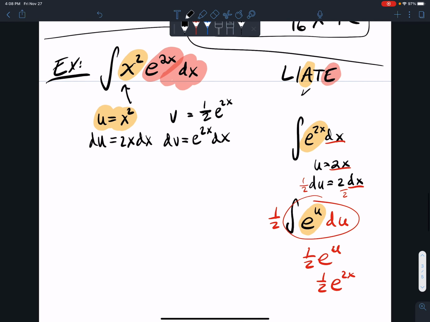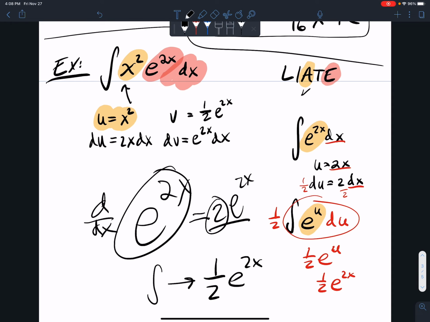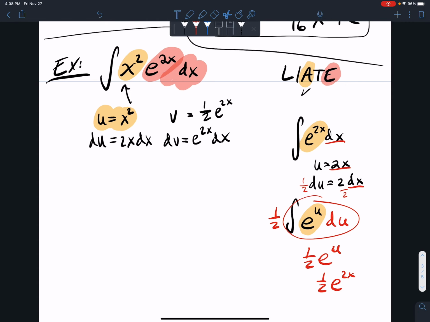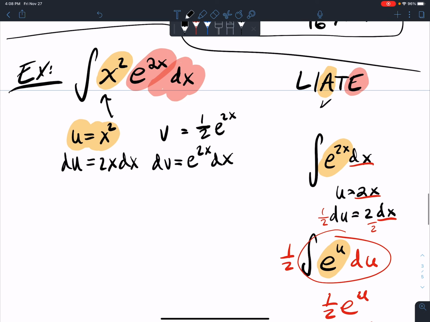Now you should be getting to the point where you've done this enough times where you can look and say, okay, if I'm going to take the derivative of e to the 2x, that gets me 2 e to the 2x. And if I'm going to integrate e to the 2x, well, what's the opposite of multiplying by 2? Multiplying by that reciprocal of 2, which is 1/2. So if I integrate, it gets me here. If I take the derivative, it gets me here. So you should be able to get to the point where you can just do that little part in your head. So we've got that going on there.